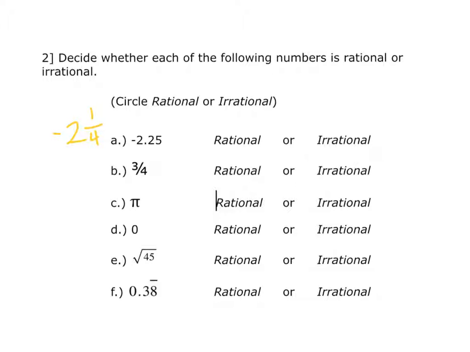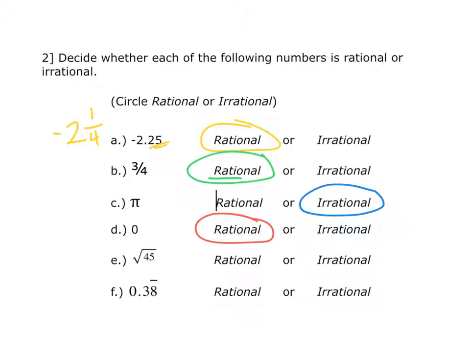This is a terminating decimal. It stops, so it is rational. 3/4, 3 out of 4. That's a rational number. It's a ratio. Pi. Pi is our most famous irrational number. It is non-terminating and non-repeating. 0. 0 is our first whole number, and whole numbers are rational.